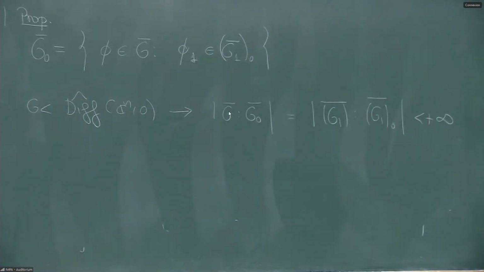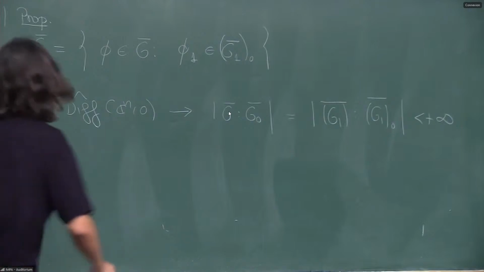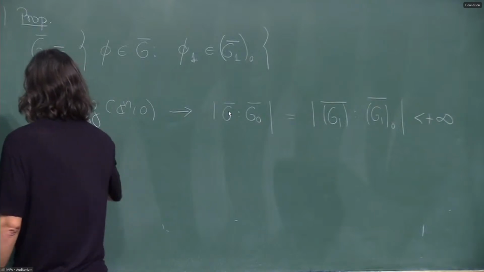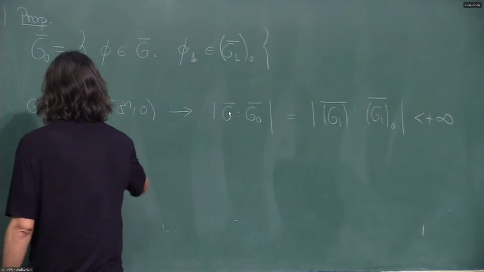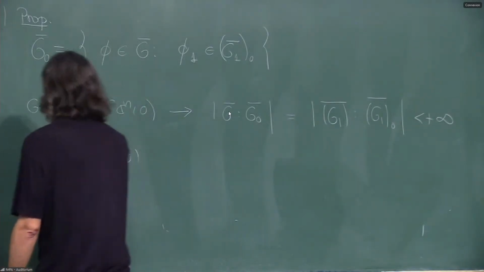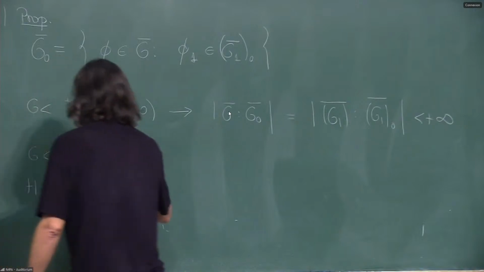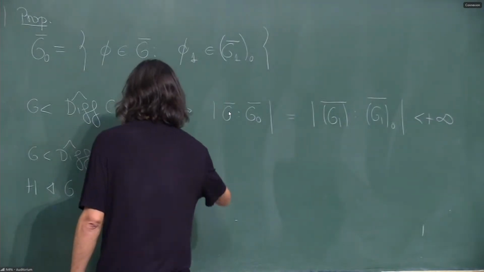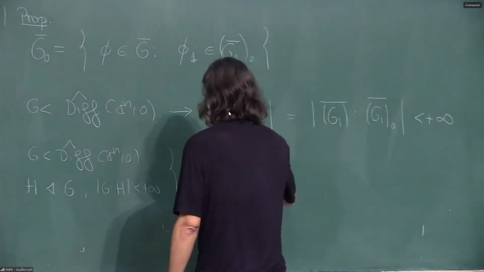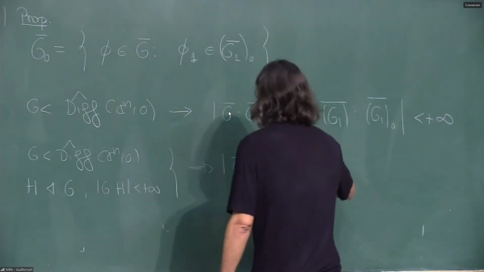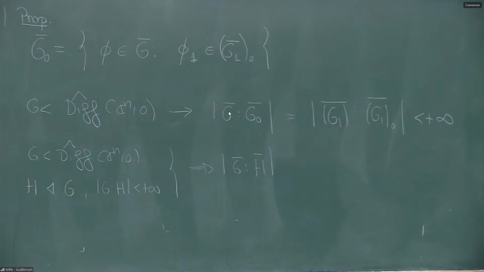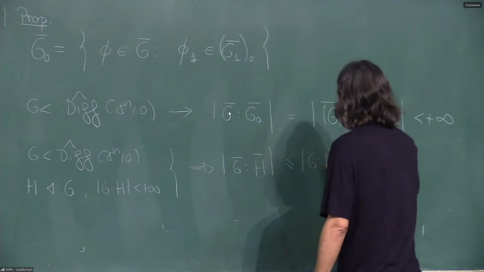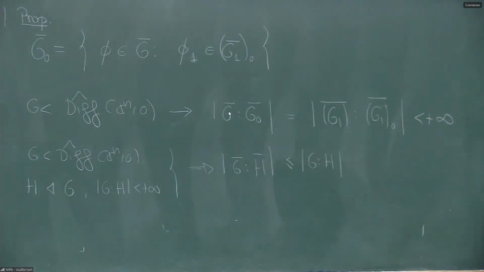And the other property that you have, for instance, is that if, again, let's consider a subgroup of formal diffeomorphisms, and you consider a normal subgroup H of G of finite index, then you're going to have that the index of the closure of H in the closure of G is still finite, and it's indeed less or equal than the index of H in G. Yeah, that's not very difficult to prove.